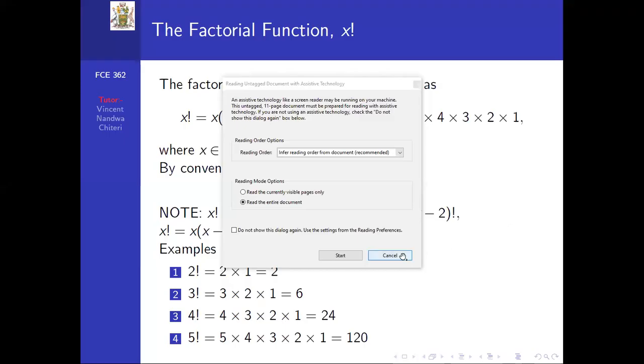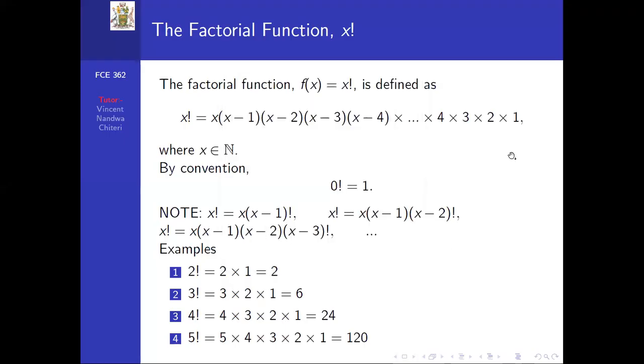Now, with that, we can give a few examples. 2 factorial simply means 2 times 1, which is 2. 3 factorial means 3 times 2 times 1, which is 6. 4 factorial is 4 times 3 times 2 times 1, which is 24. 5 factorial is 5 times 4 times 3 times 2 times 1, which gives 120. And you can define other factorials for other natural numbers in a similar way.